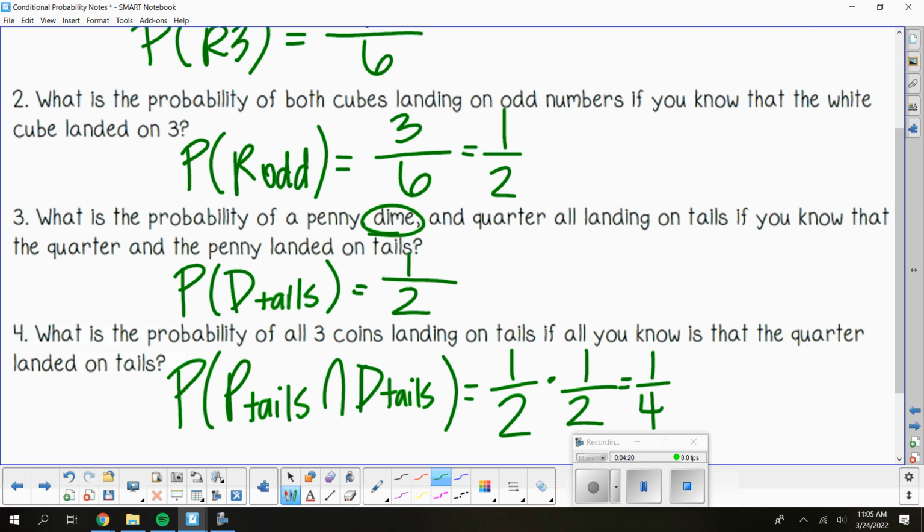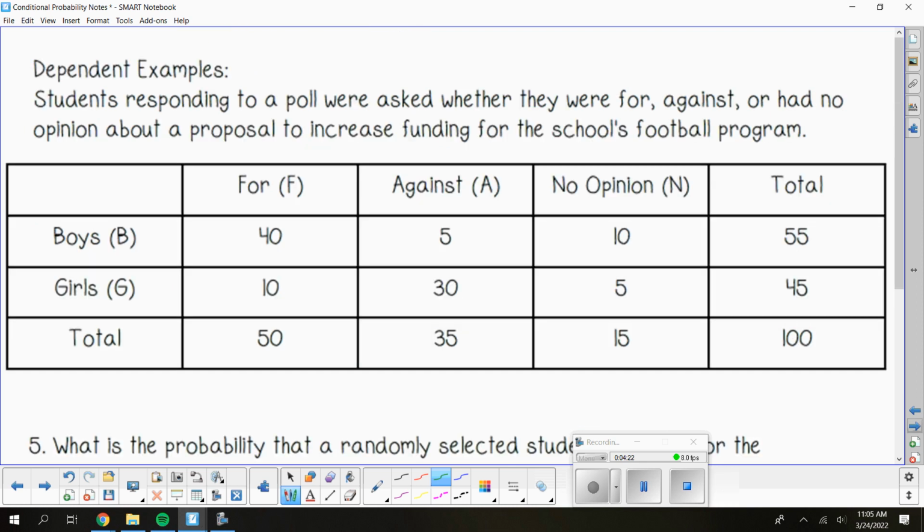We don't do independent as often, we really focus on dependent, so let's look into that. Students are responding to a poll. They were asked whether they were for, against, or had no opinion about a proposal to increase funding for the school supply program. So again, this bottom number down here is the total number of people that were given the survey. So 100 people were given the survey, and it's broken down into all of the different categories.